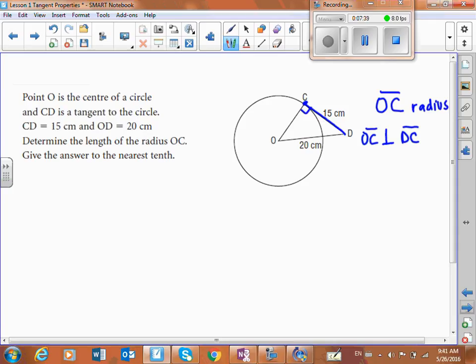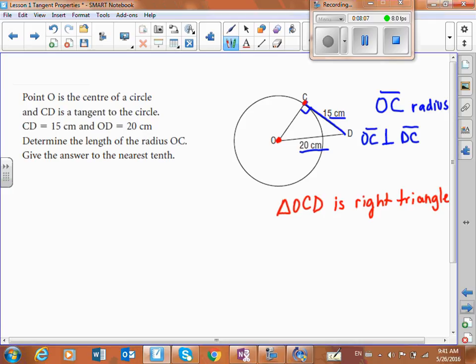We've been given CD is 15 and OD is 20. So there's my two measurements that I know. I'm trying to determine the length of the radius from O to C. Okay? Well, a few things are going to help me here. I want you to see that I have triangle OCD, and it is a right triangle. Okay, I know it's a right triangle because there's a 90-degree angle in it.